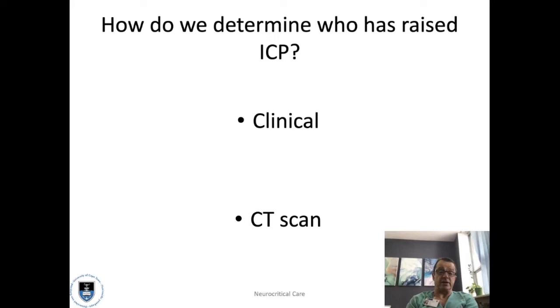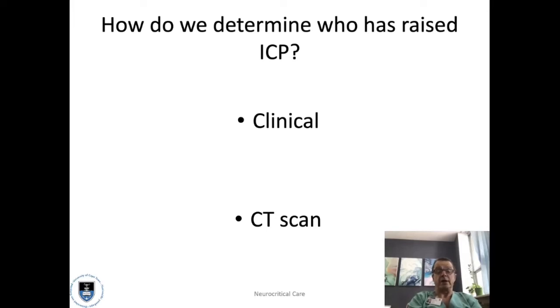Now, a CT scan will show us radiologically that the patient has raised intracranial pressure. And the typical features are loss of the basal cisterns, effacement of the ventricles, diffuse cerebral swelling, loss of the cortical sulci, and there might also be shift if there is a mass lesion such as a hematoma.